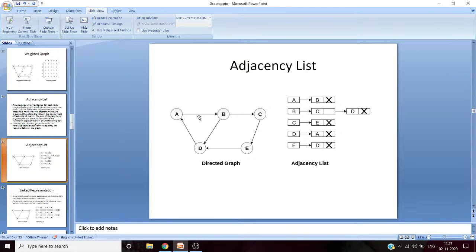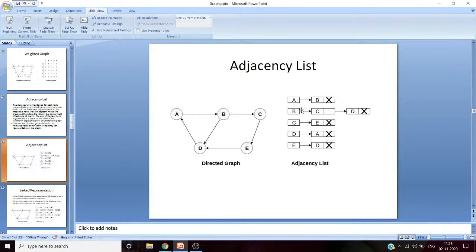If A has one neighbor, we put B here, and the next pointer is null. A does not have any more neighbors, that's why it is null. Just remember the linked list. A linked list contains nodes; in the node, the data part is there, and then the address of the next node, which is the pointer part.